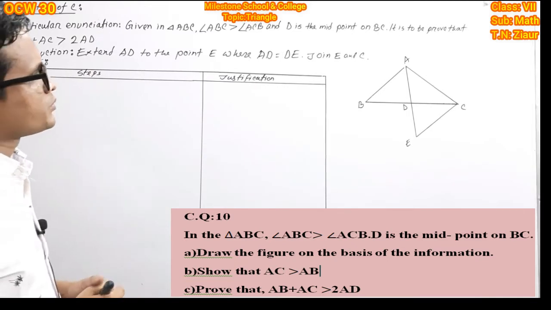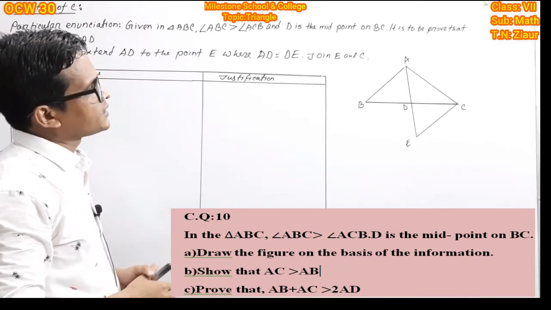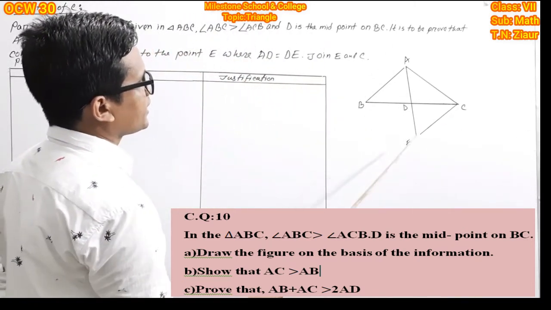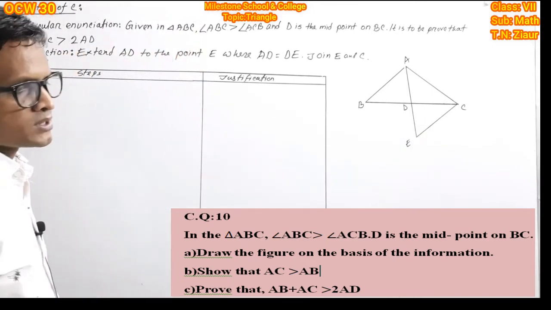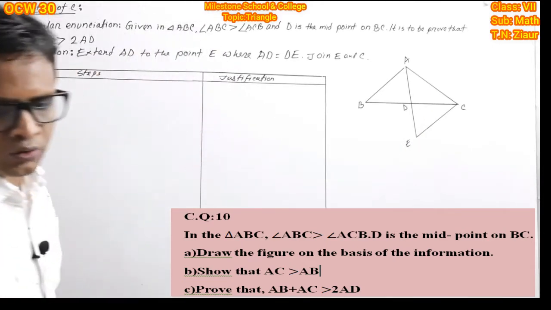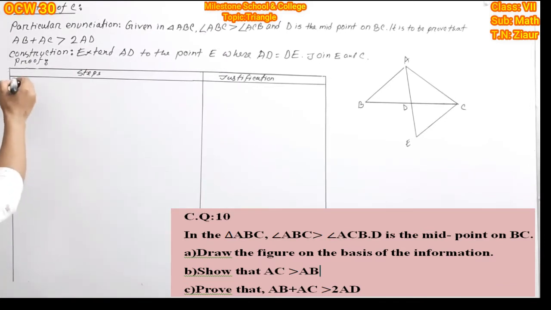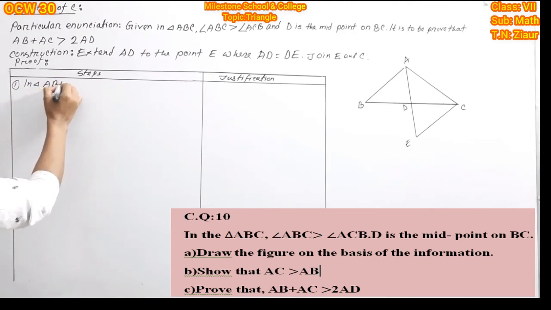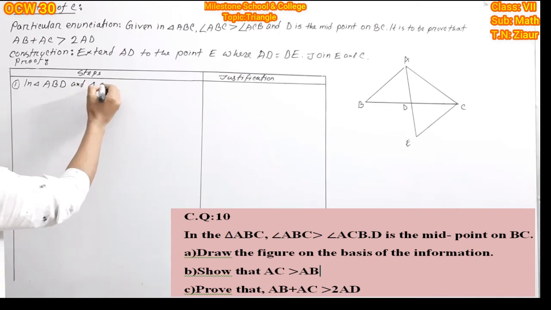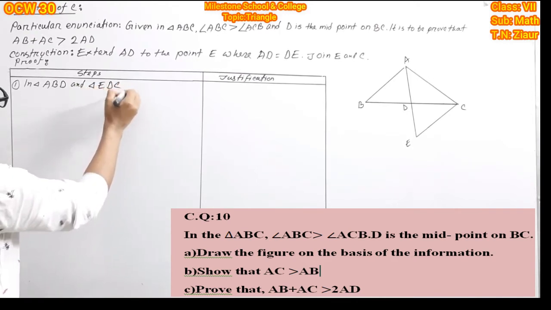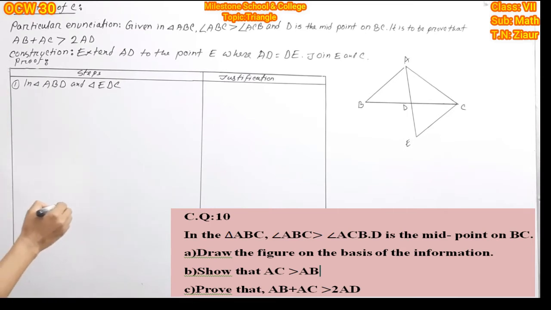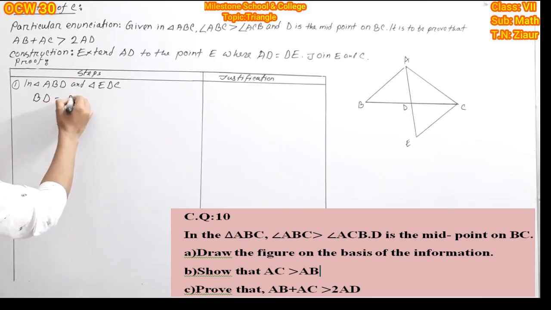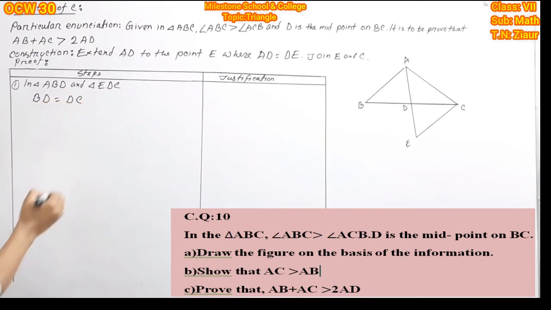Students, so first, in triangles ABD and EDC, students, ABD and EDC. Now we have to prove whether these triangles are congruent or not. First we have to prove this one. Okay, so step number 1, in triangle ABD and triangle EDC, students, BD is equal to DC. Can I write like this? BD is equal to DC. Can I write this one?